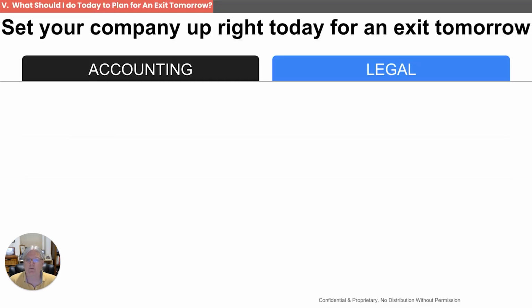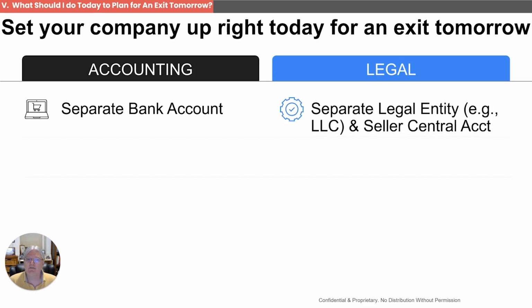Most of them come in the accounting or the legal area, and I call it setting up your company right today for an exit tomorrow. On the accounting side, the first thing you need to do is have a separate bank account just for your Amazon e-commerce business. Relating to that, on the legal side, you need to have a separate legal entity, such as a limited liability corporation or an LLC, and have a separate Seller Central account for each what I refer to as brand in your business.